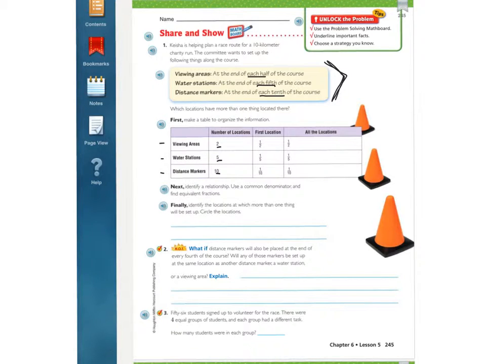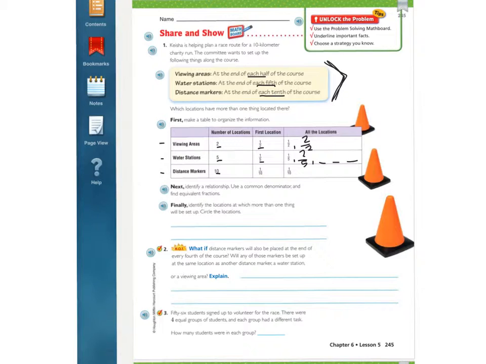The first viewing area is located at the half marker. Okay? What are all the locations? The first one is at 1/2. Where would the second one be? 2/2. Water stations are located every fifth of the course. Okay, so we have 1/5. What comes next? 2/5. You fill in the rest.